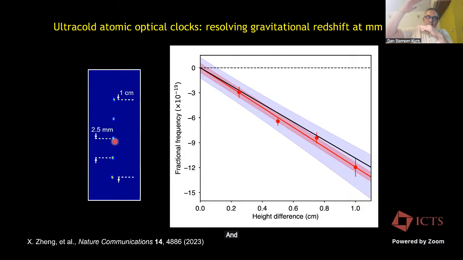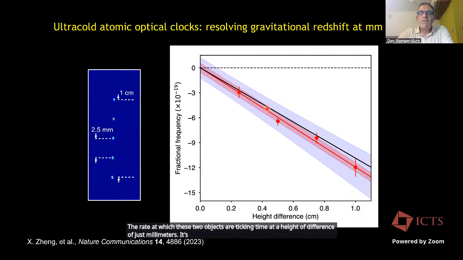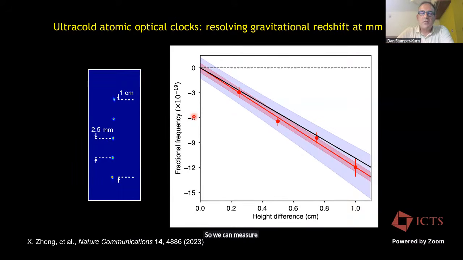The gravitational redshift on the Earth's surface is now large enough that you can distinguish the rate at which these two objects are ticking time at a height difference of just millimeters. It's a remarkably sensitive instrument. So we can measure time with extremely, extremely high precision.